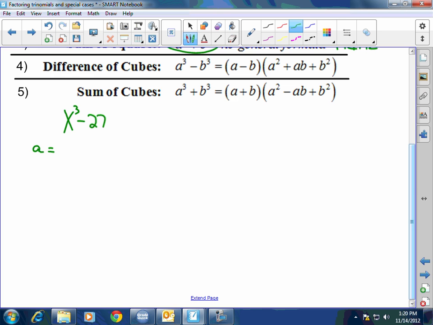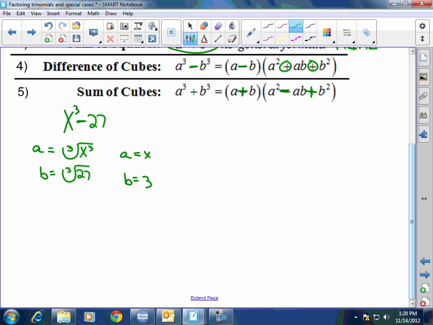So a equals the cube root of the first term. B equals the cube root of the second term. So in this case, my friends, a equals x and b equals 3. Now it's literally just a memorization. This was negative. Please notice that when it's negative, you have both pluses. It's weird. And then when this is positive, you have one negative. Please be careful with that.